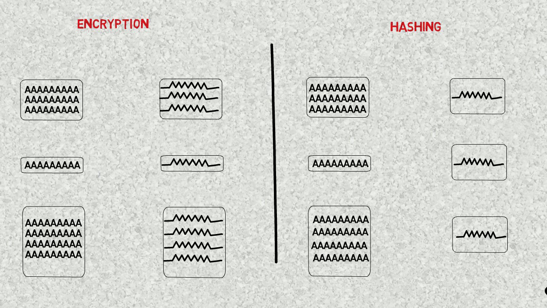However, that is not the only difference. Encryption is supposed to be a two-way process. That means the cipher text can be decrypted back to the original plain text. For hashing, the process is one-way and irreversible.